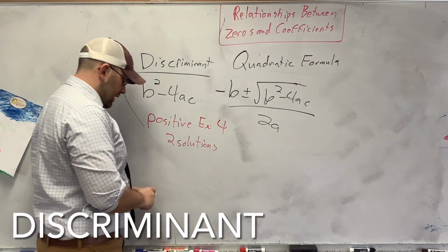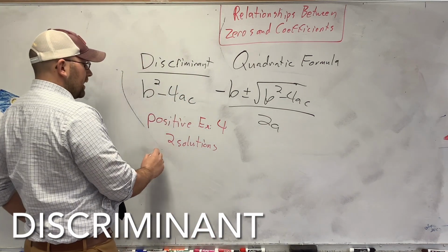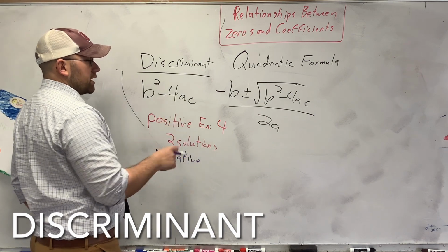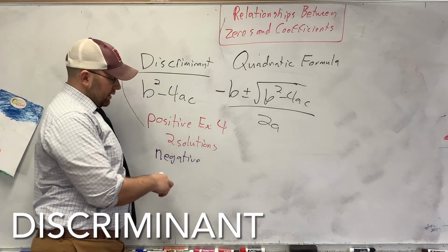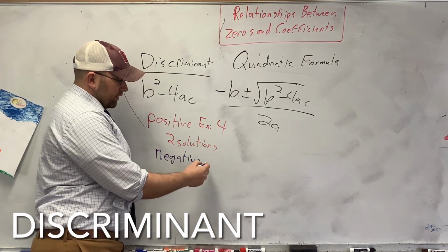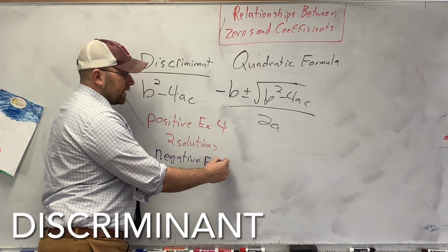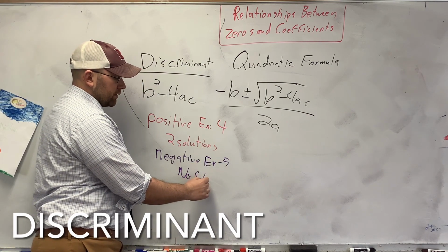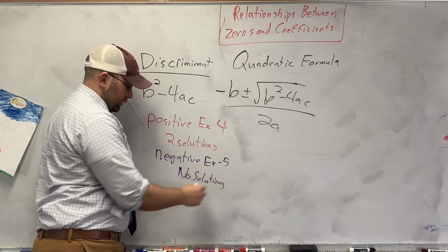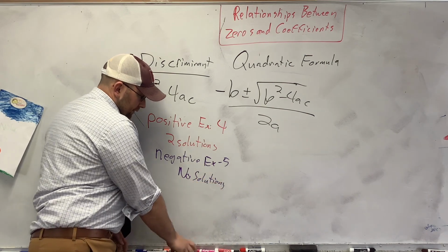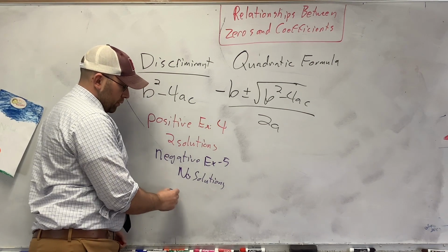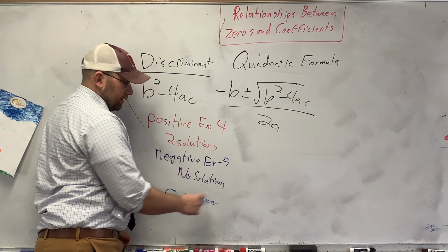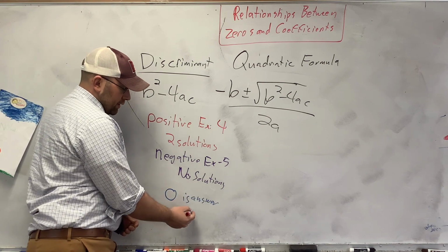All right? If I get a negative answer when I solve my discriminant, that's just putting in the b, the a, and the c, so if I get, for example, negative 5, that means I have no solutions. And the last one is if I get 0 as my answer, then that means I have one solution.